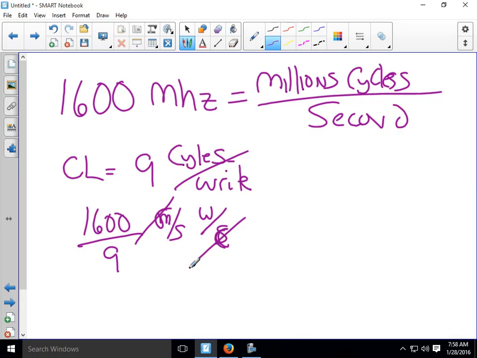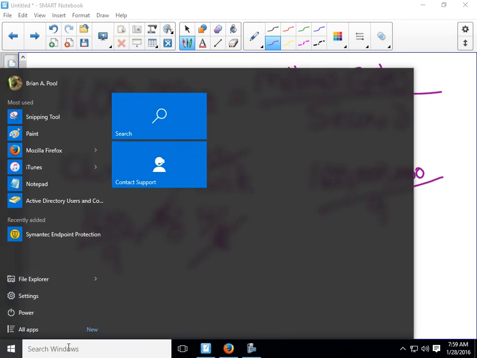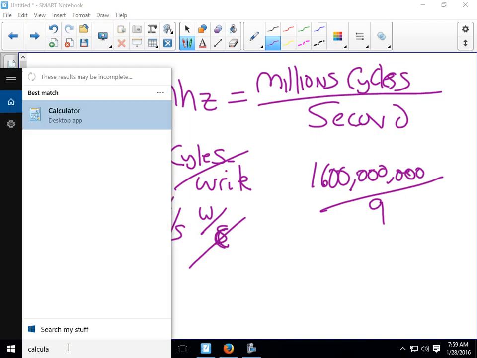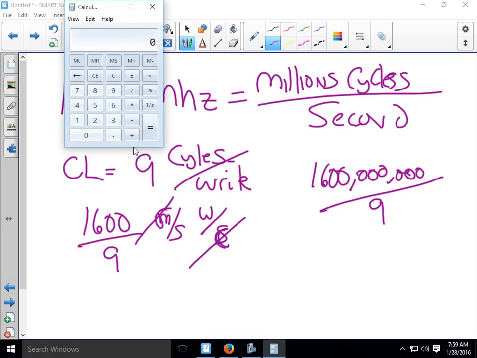Okay, so if I did that, remember this is 1600 millions, okay? So I'm going to say 1600 millions divided by 9, and we're going to get how many writes we get per second, right? So I would have to use the calculator for this because I'm not going to pretend. Okay, so if I use my calculator, now we're going to get writes per second.